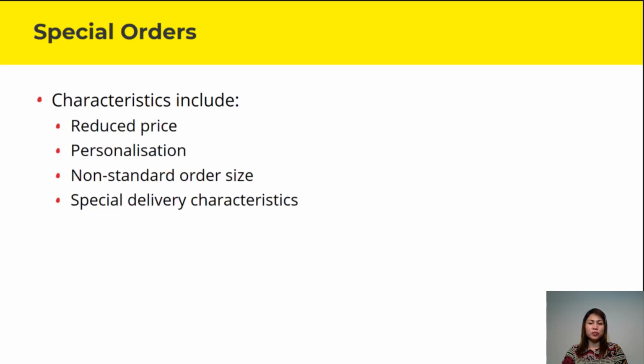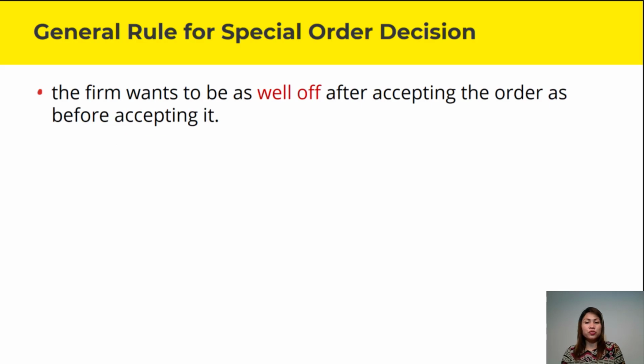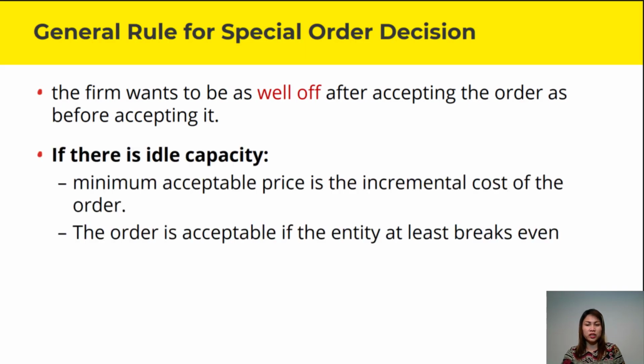The characteristics of a special order may include a reduced or discounted price compared to the normal price that you sell to your regular customers, personalization, non-standard order size, or special delivery characteristics. The general rule for special orders is that we want to be as well off after accepting the order as before accepting it. To consider a special order, first we need to know whether we have enough spare resources to fulfill the special order.